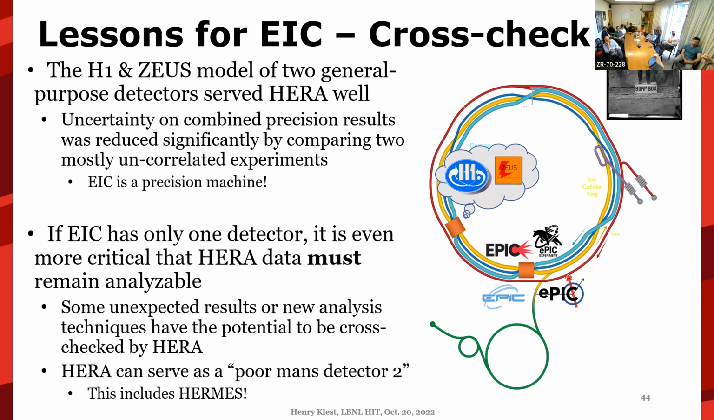Spin physics, we can't really do, since at HERA the proton beam wasn't polarized. So if there are spin results from the EIC that are erroneous, you're kind of just out of luck. But if something in neutral current DIS at the EIC looks fishy, a new observable or something like this, we can take the HERA data, that hopefully will still be analyzable, and do some kind of cross-check. And also including HERMES in that, they also have done some data preservation as well. So to some degree, HERA can serve as a poor man's detector too.